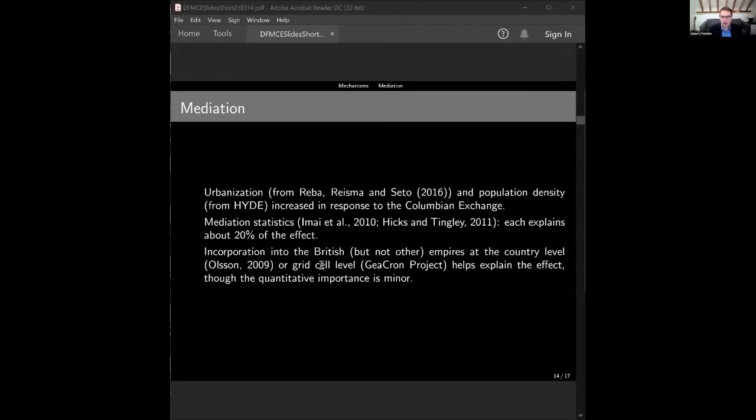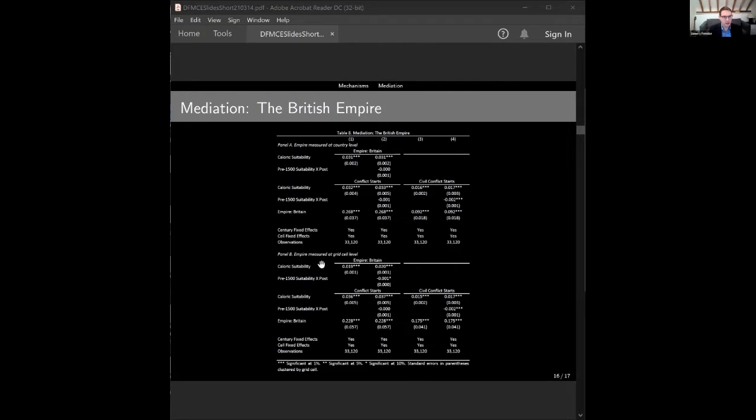The British Empire, which we can measure either at the country level or at the grid cell level using the Geocron database, cells that gained caloric suitability were more likely to end up in the British Empire. The British Empire also predicts conflict, but this has a much smaller effect on the coefficient. It is a mediator, but it is a less important one quantitatively.